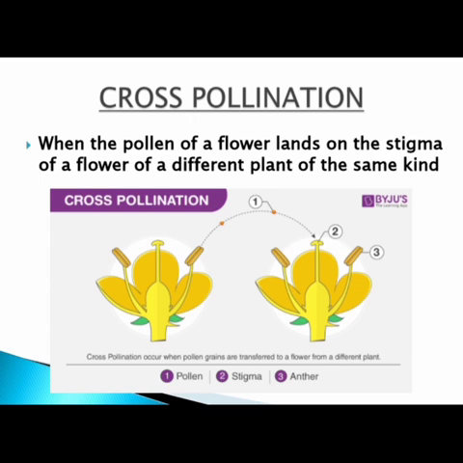Okay, so such kind of pollination is said to be cross pollination. Here you can see the first one is pollen grains, which is sticking to another flower of a different plant of the same kind. Okay, the third will be the anther. So this is about cross pollination.